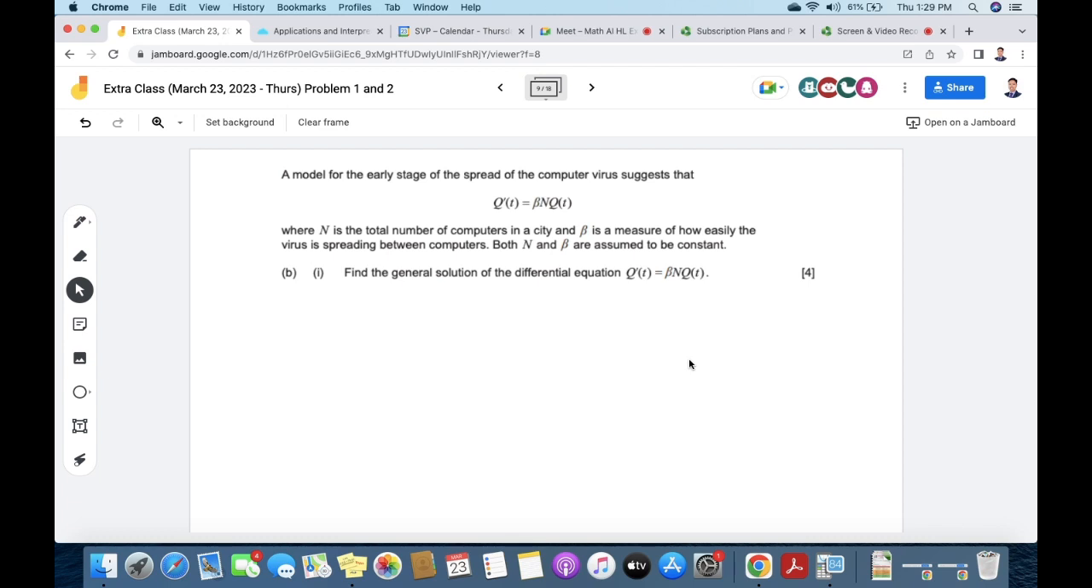All right, let's begin. I'd like you to look at this given equation here and tell me what kind of equation this is.